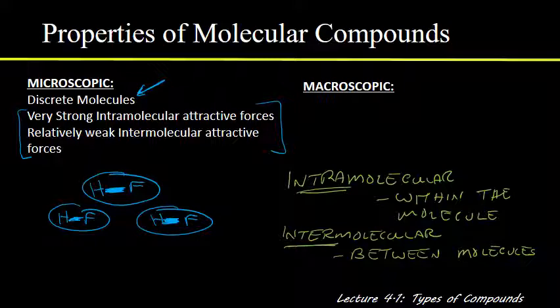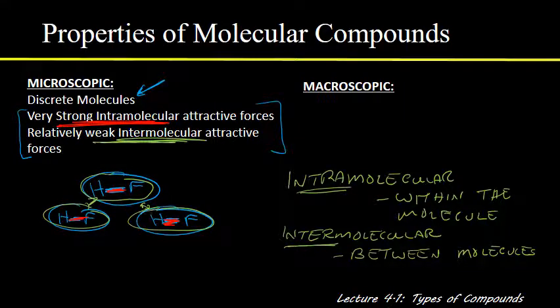molecular compounds, the situation is almost the exact opposite as it is for ionic compounds. For molecular species, they have very strong intramolecular forces. So these bonds within the molecule are very, very strong, but relatively weak intermolecular forces. So the forces between the molecules are fairly weak, right? So each molecule is held together as a unit very, very tightly, but the molecules are not held together as tightly as a group, right? And so let's see what that does for the properties.